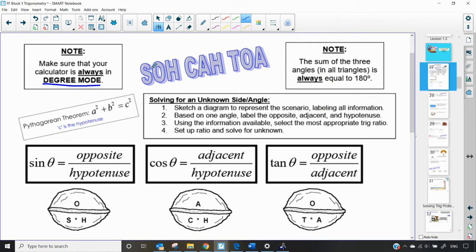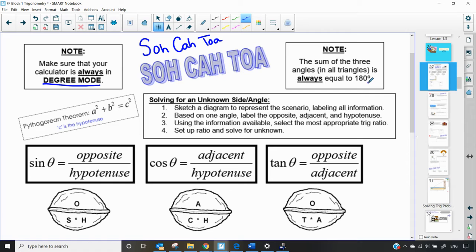As well, we use the mnemonic device SOHCAHTOA. Sometimes we write it as capital S, O, H, capital C, A, H, and capital T, O, A, just because our angles are written with capitals and our sides are written with small letters. But ultimately, this means that sine is opposite over hypotenuse, cosine is adjacent over hypotenuse, tangent is opposite over adjacent.